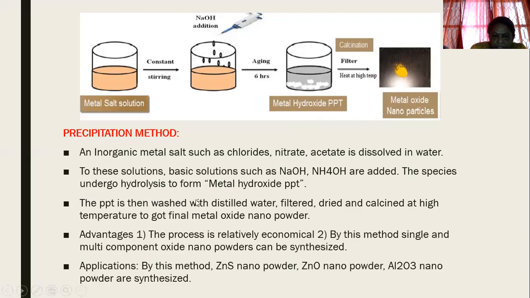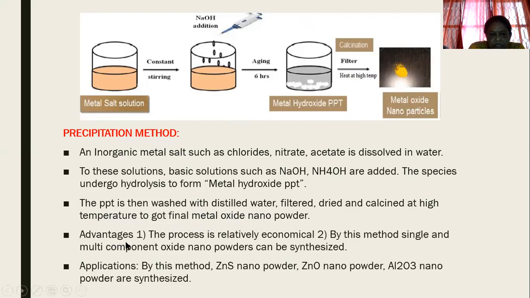So to ensure that the metal hydroxide precipitate remains pure, you will have to wash the precipitate with distilled water 2 to 3 times, and then dry it and calcine it at high temperature to get the final metal oxide nano powder. So both the methods, sol-gel method and precipitation method, are done to get the metal oxide nanoparticles.